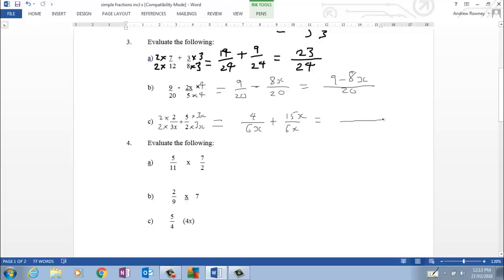Now 6x, keep common denominator, is still 6x, and up the top we have 4 plus 15x.